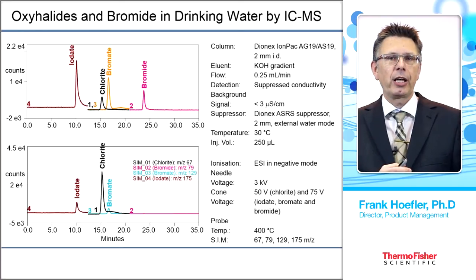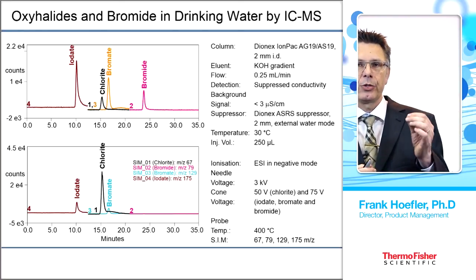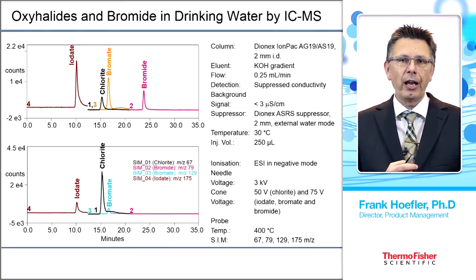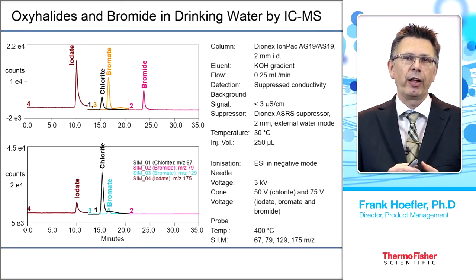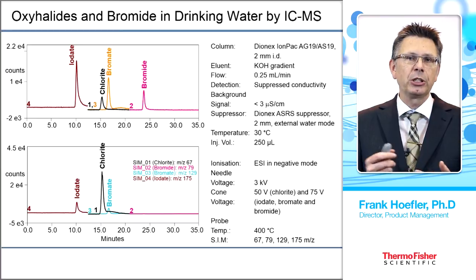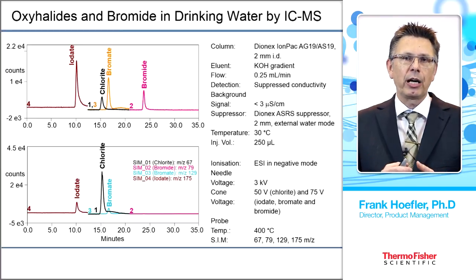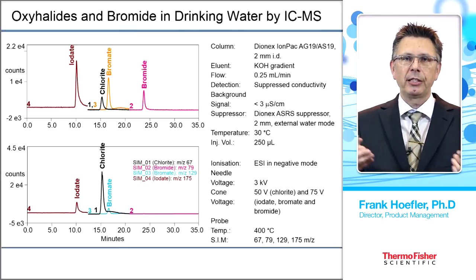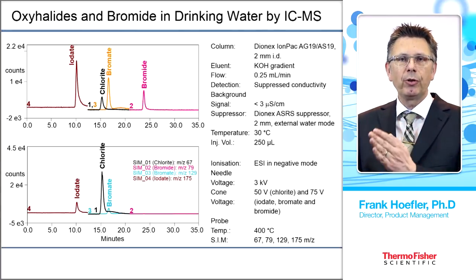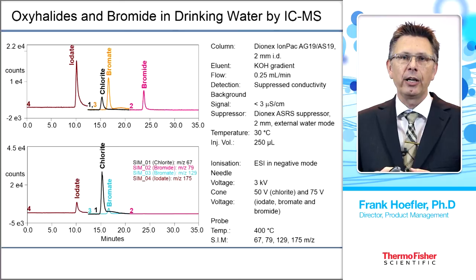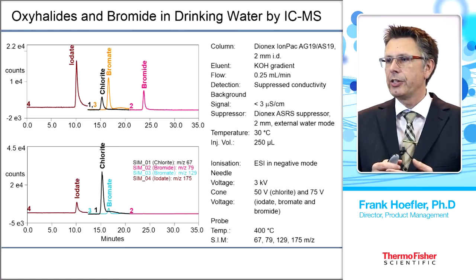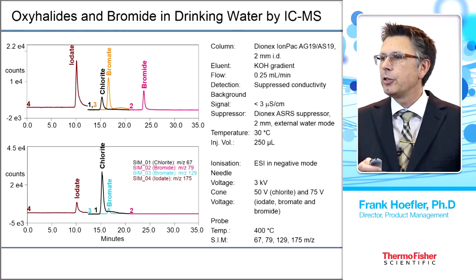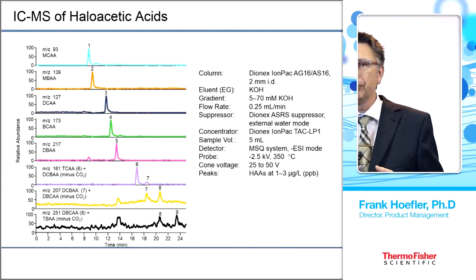And again, in this case, as demonstrated here, we can selectively and very sensitively detect these oxyhalides in the presence also of other inorganic ions, which can be 100 or 1,000 times higher in concentration. The mass spec with the mass selective detection allows us to only focus on the target analytes and here really selectively detect those at very low concentrations. Let's move on to the next example.